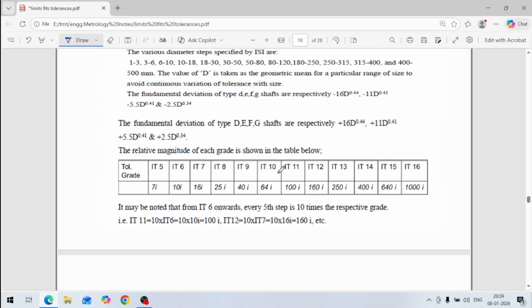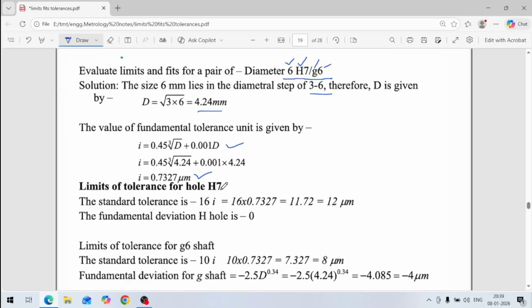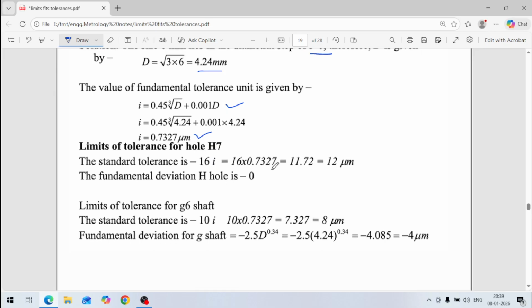But the limit of tolerance for hole H7, if you see here, is grade 7 and tolerance is 16i. So you multiply this unit by 16. How much will it be? 16i, 16 into 0.7327 micron, it becomes 11.72 or say 12 micron. In whole figure, it is 12 micron. So 12 micron is the standard tolerance that we have calculated. And the fundamental deviation for hole H is 0. Fundamental deviation is 0 and tolerance is 12 micron.